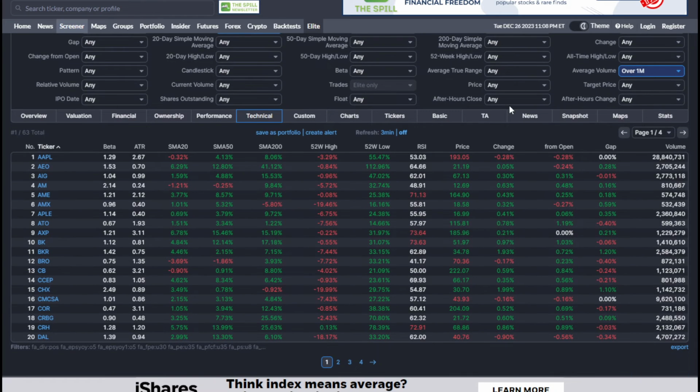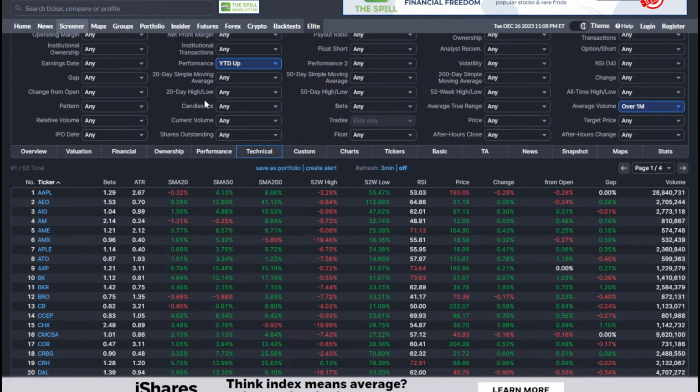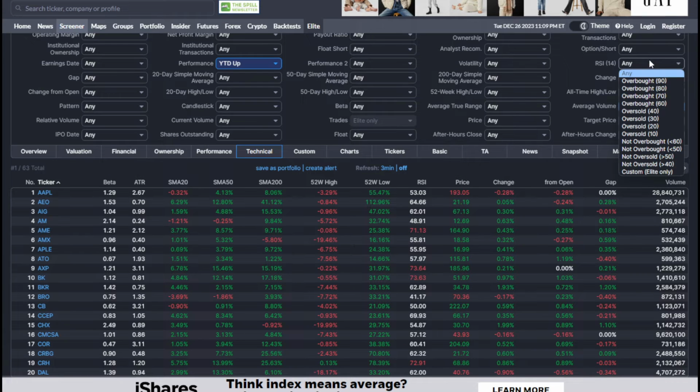So let's see what the choices are for RSI just to take a look. Let's see, where is that? Oh, here it is. So we could be oversold 10, 20, 30, 40, and then overbought 60, 70, 80, up at the 90. Right here, Apple's at 53. So it's kind of right in the middle between overbought and oversold.